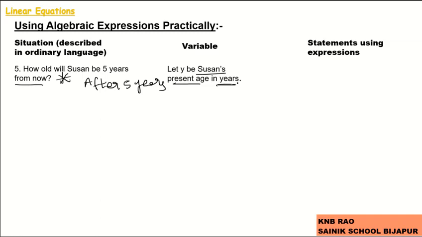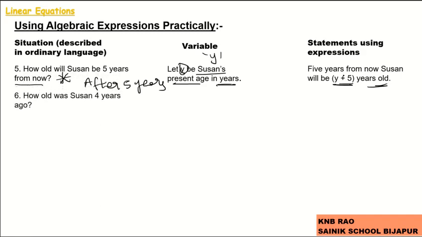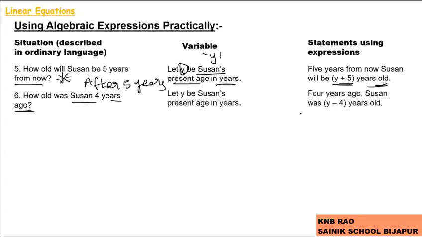in years as y. So when I assume it as y, therefore from now, that means after 5 years, he will be y plus 5 years old. Similarly, how old was the same Susan 4 years before, or ago? With the same assumption, 4 years ago, he would be y minus 4 years old.